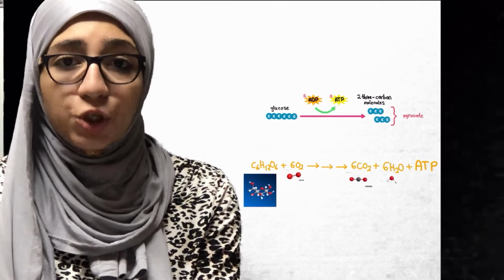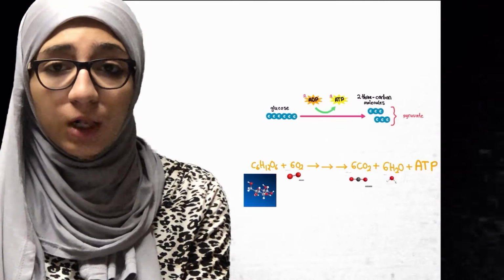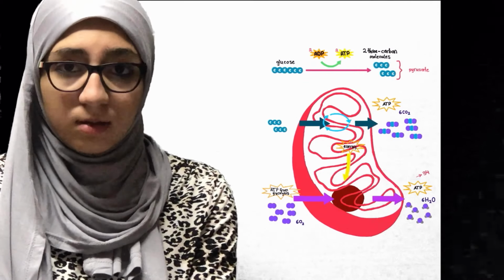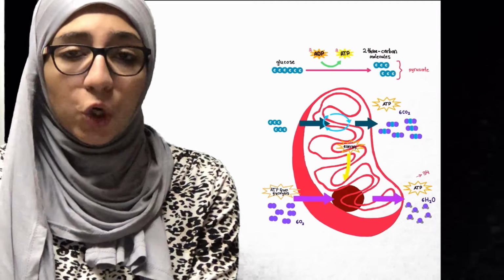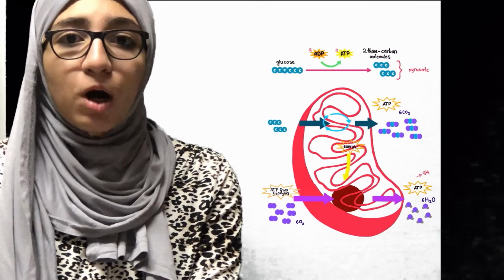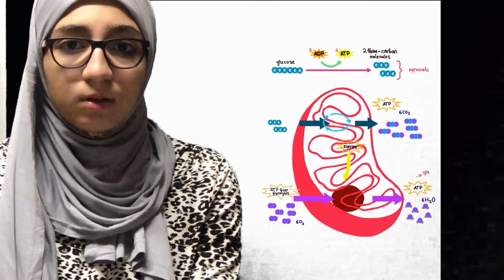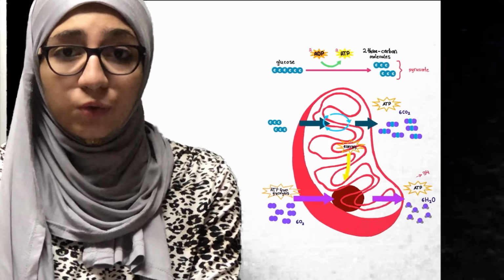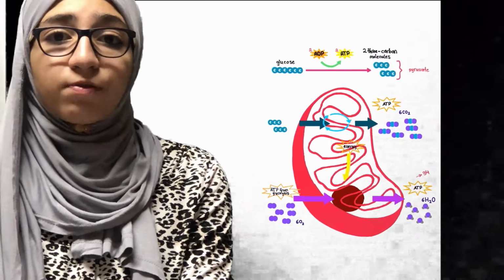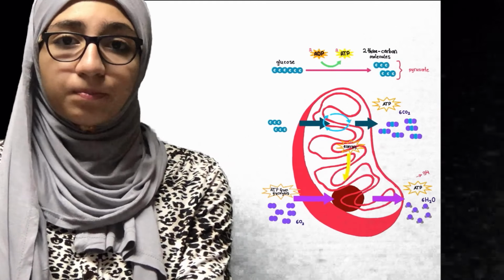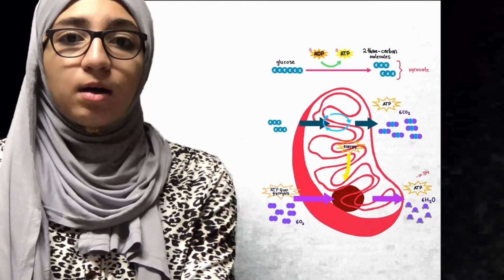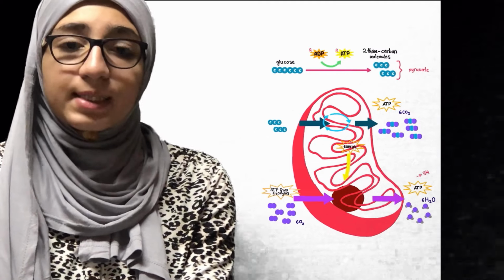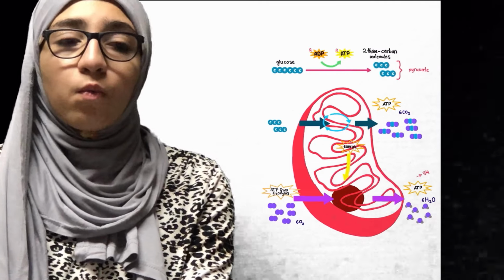C6H12O6 is the sugar or carbon-based molecules that are broken down in the glycolysis process. 6O2 are 6 molecules of oxygen. 6CO2 are 6 molecules of carbon dioxide. 6H2O are 6 molecules of water.